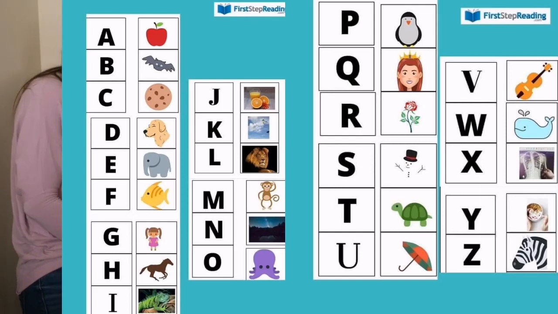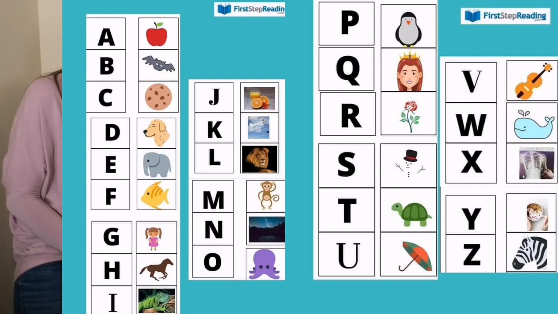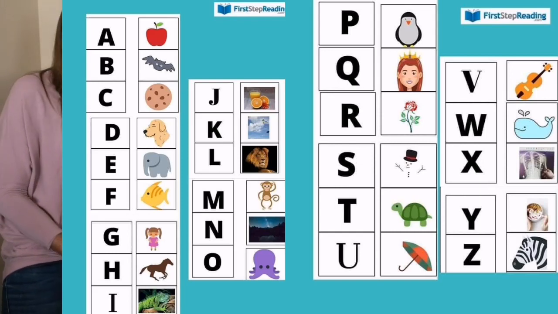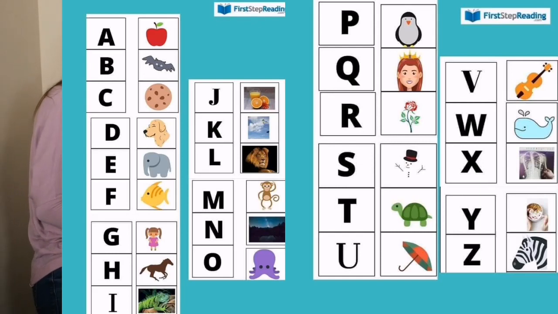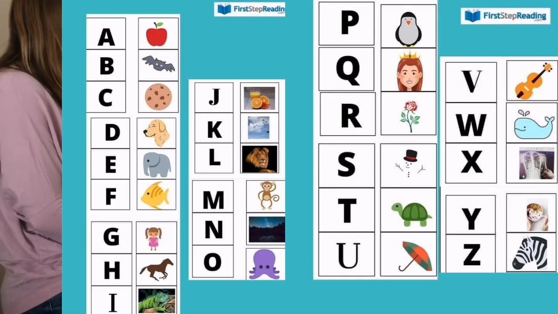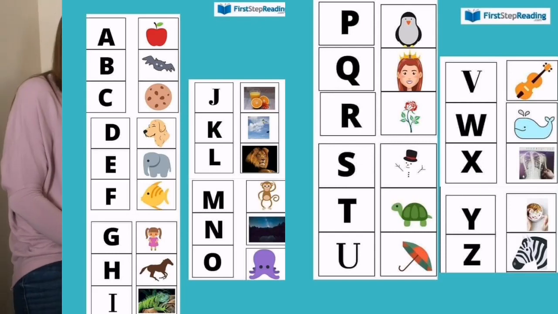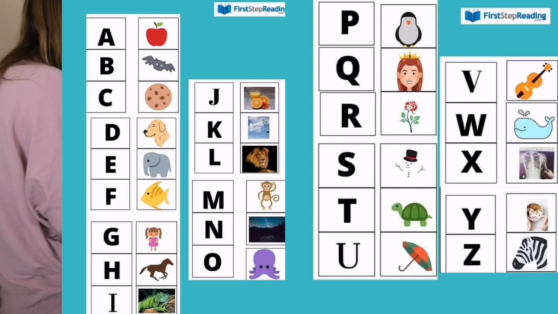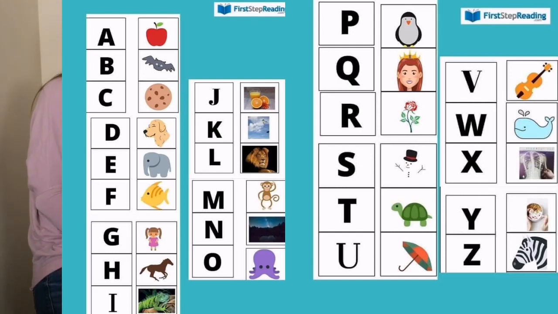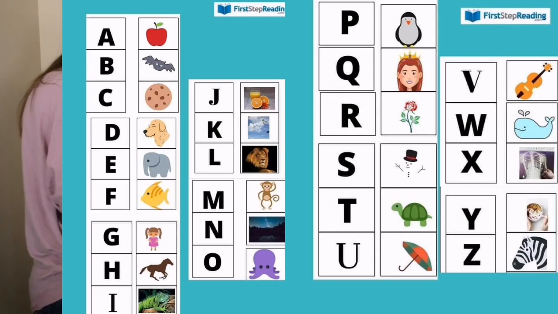The P says p. The Q says qua. The R says r, like penguin, queen, or rose. The S says s. The T says t. The U says u, like snowman, turtle, or umbrella.